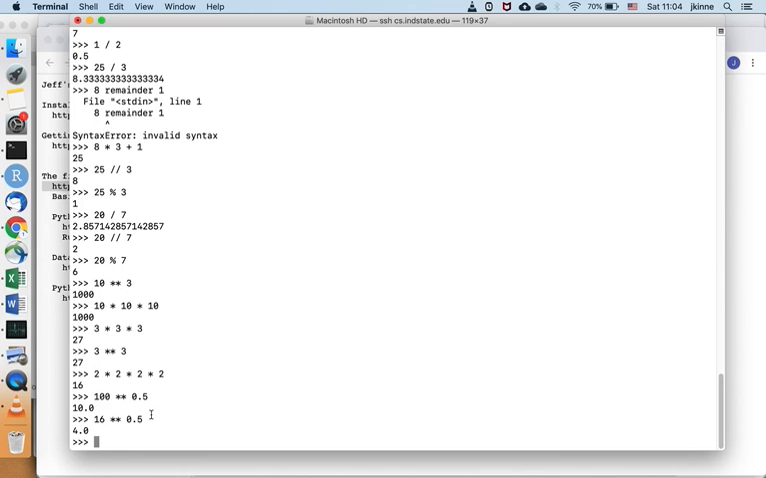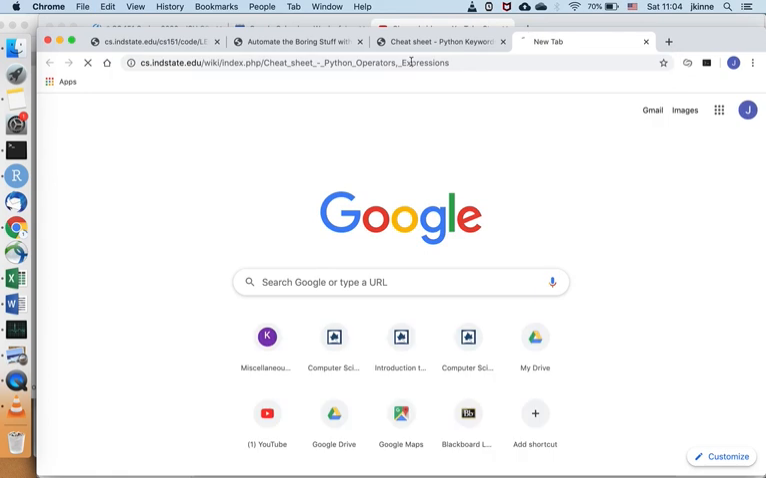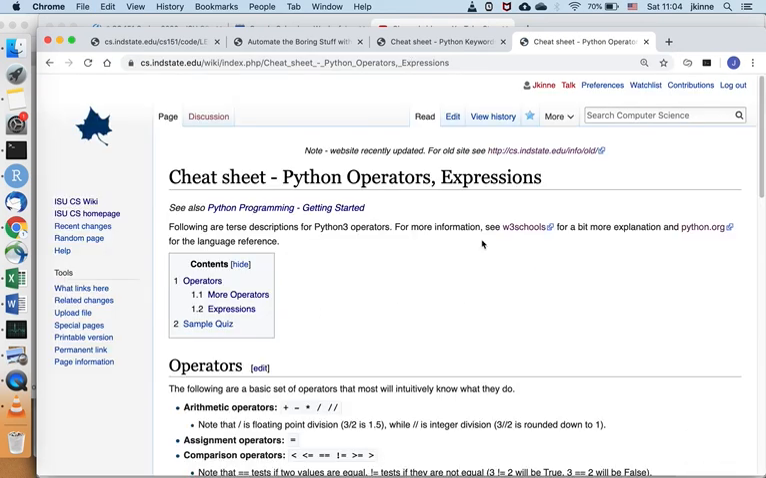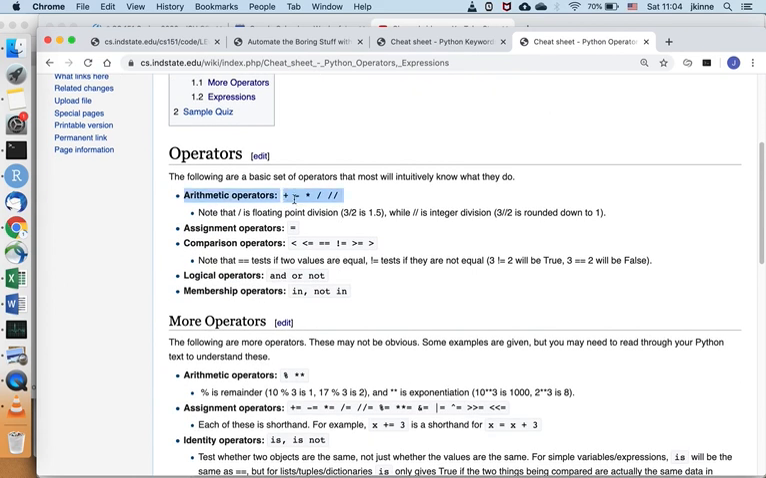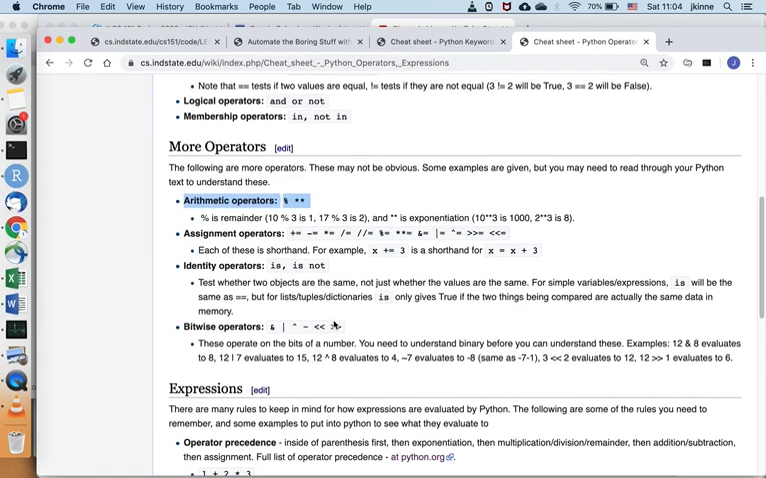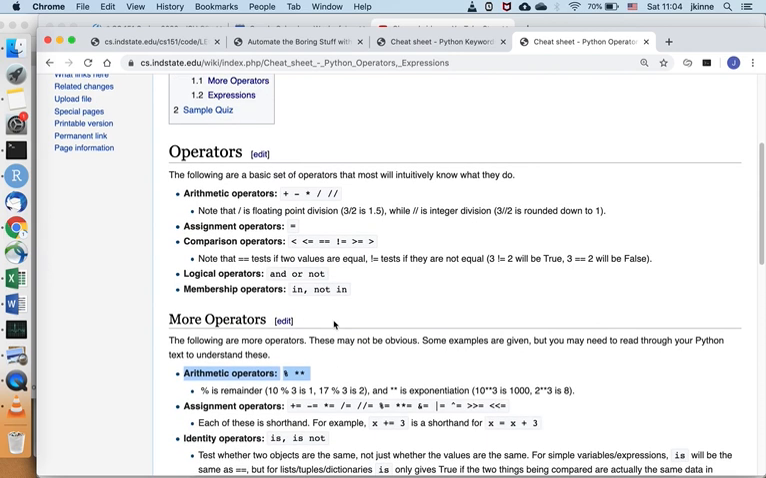All right, so those are the arithmetic operators. I'm going to take a look over here at other operators. So these are the basic tools that we have to do math. We just did all of these arithmetic operators. Those are the ones that you're used to. And then there's remainder and exponentiation. So this page here lists out all the other operators in Python, and we will look at some of these.